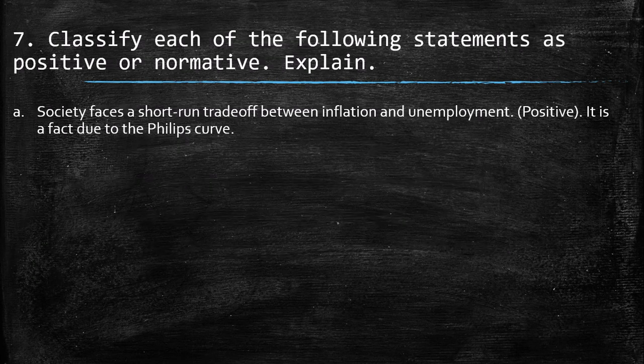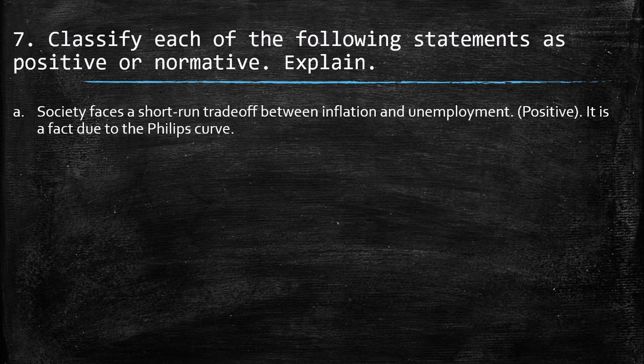Now, classify each of the following statements as positive or normative. Explain. The first, society faces a short-run trade-off between inflation and employment. It's positive. Remember, positive is descriptive. It's more of a fact. There is no value or subjective position from the person who says this statement. In this case, remember the ten principles about the Phillips curve. The Phillips curve is a trade-off between inflation and unemployment. It's a fact, a collection of data.